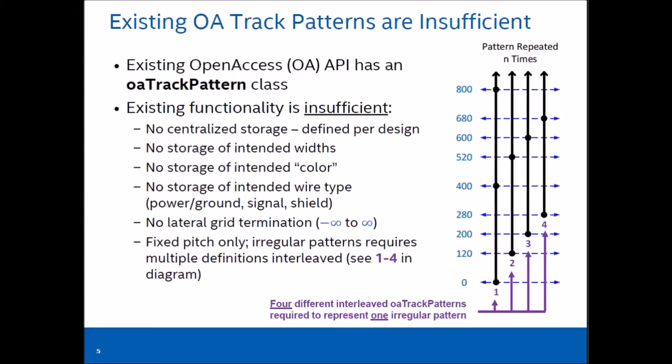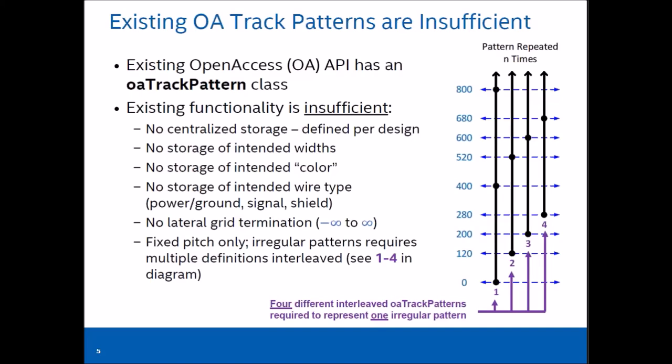There's no way to specify that this track is intended for any given purpose, like a signal or a power or ground. And there's no lateral termination. So the blue lines, which represent the direction of the wires, have no begin or end point to them in the data model. So it's really up to the application to determine what that means, whether it really truly extends to infinite extents, or if it needs to terminate in some other way, but it's not specified in OpenAccess.